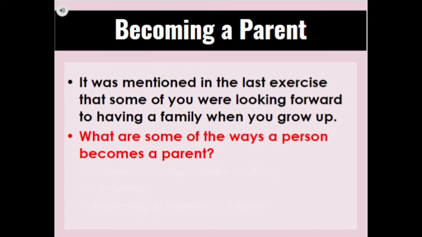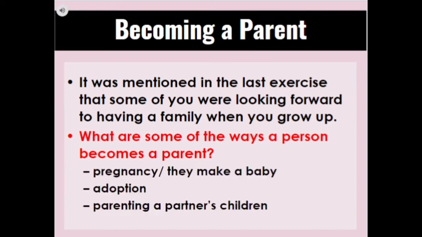So, what are some of the ways a person becomes a parent? There are several ways. One of the ways is through pregnancy, where they make a baby. The second one could be an adoption, where you adopt a little baby, a child. Or third could be parenting a partner's child or children. If your partner has a child or children from a previous relationship, then you would be those kids' parent.